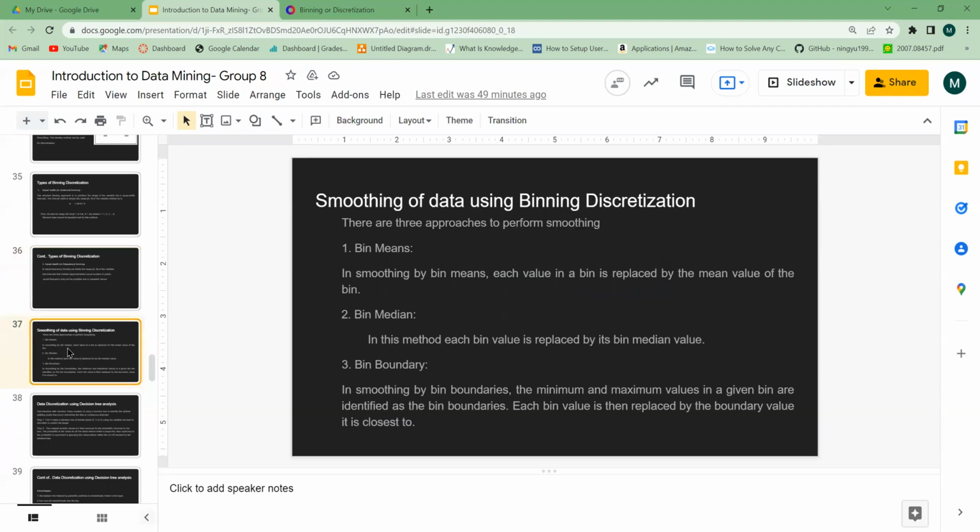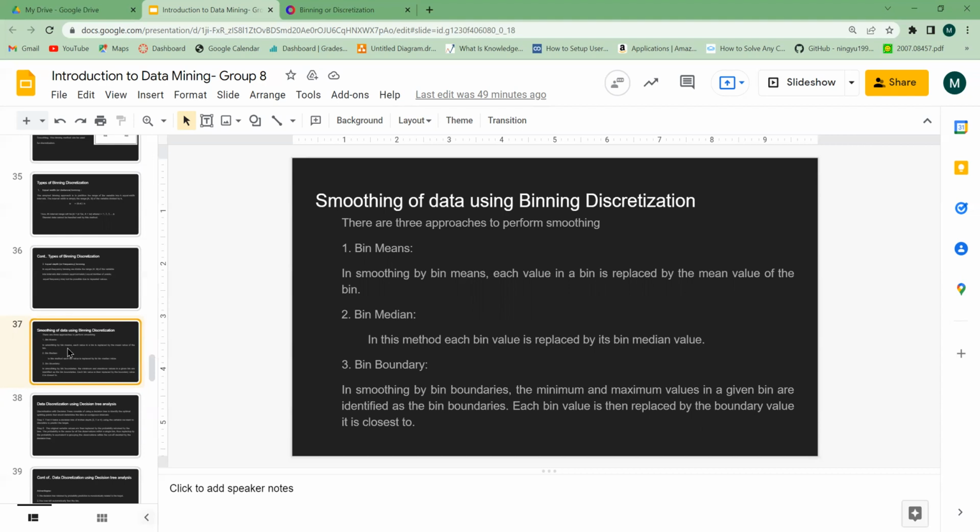Smoothing of data using binning discretization. There are three approaches to perform smoothing. The first one is by using bin means. In smoothing by bin means, each value in a bin is replaced by the mean value of the bin. Mean is obtained by adding up all the values and then dividing that total by the total number of values in the range.